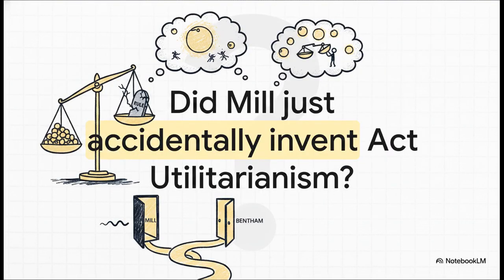As we wrap up your exam prep today, I want to leave you with one final, critical thought to chew on for your essays. If a weak rule utilitarian, like Mill, can just go ahead and break the established rules whenever a specific situation demands it for the greater good, did he actually fix the problems of utilitarianism? Or did he just accidentally collapse right back into the very flaws of Bentham's original act utilitarianism, assessing every single situation one by one all over again?